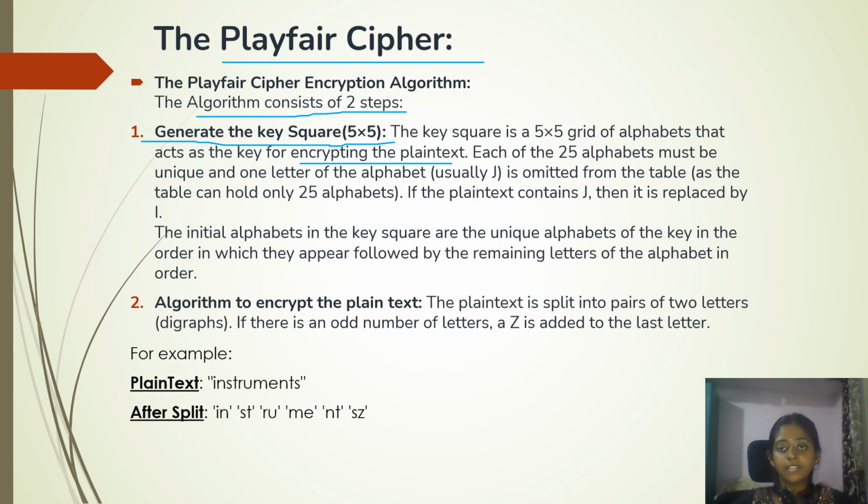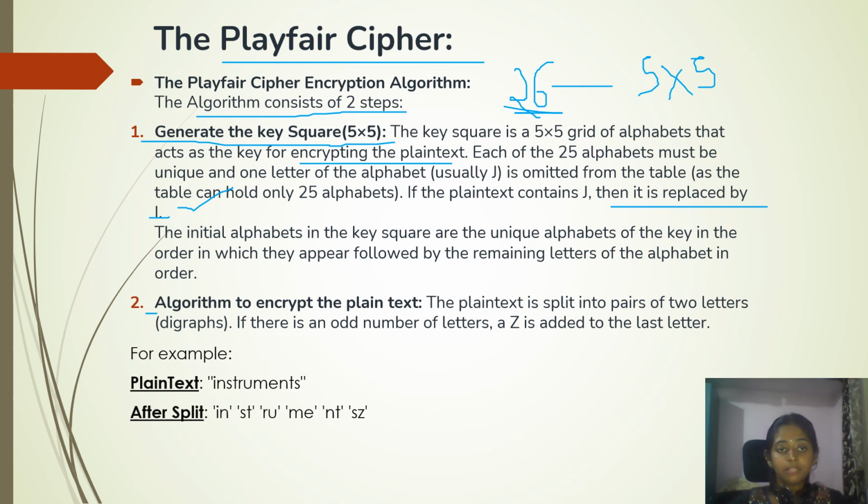If the plain text contains J, then it is replaced by I. Since in the English alphabet we have 26 letters totally, but 5 cross 5 will consist of only 25, one letter has to be omitted from 26. So J is generally omitted. When we find the letter J, it is replaced with I. The initial alphabets in the key square are the unique alphabets of the key in the order in which they appear, followed by the remaining letters of the alphabet in order.